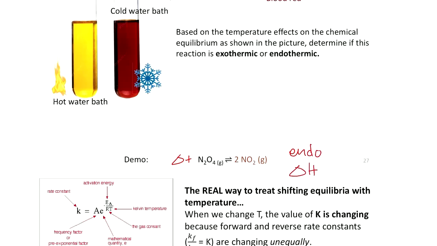So delta H has what sign? Positive or negative? Positive, yes, endothermic.